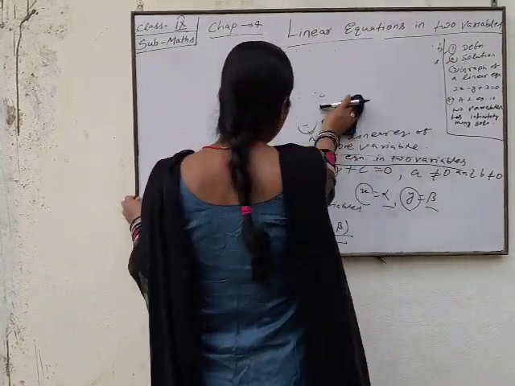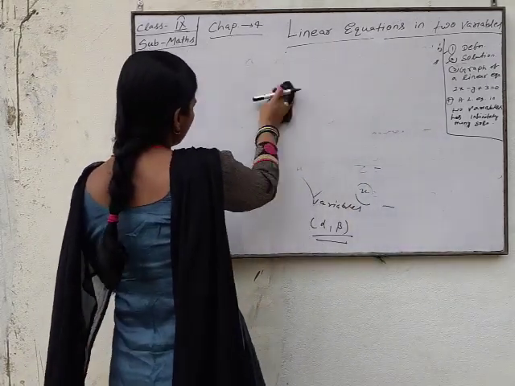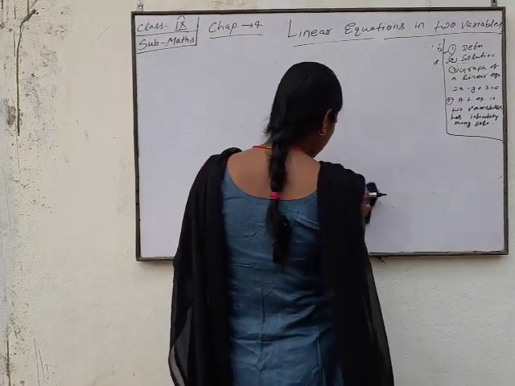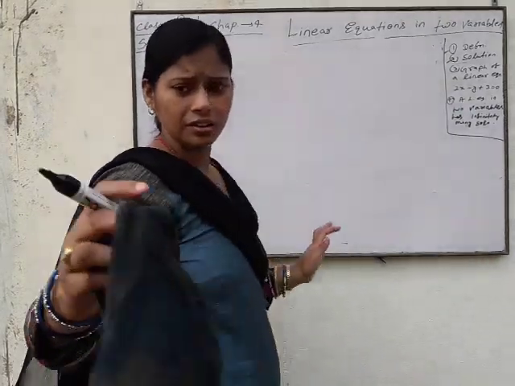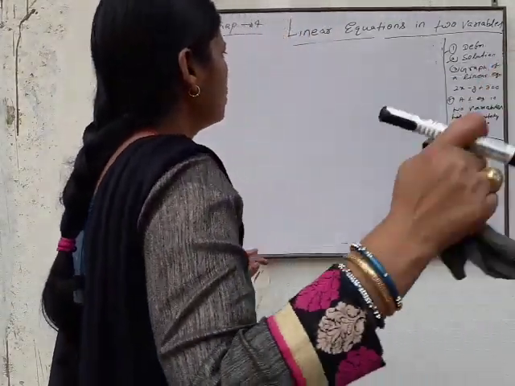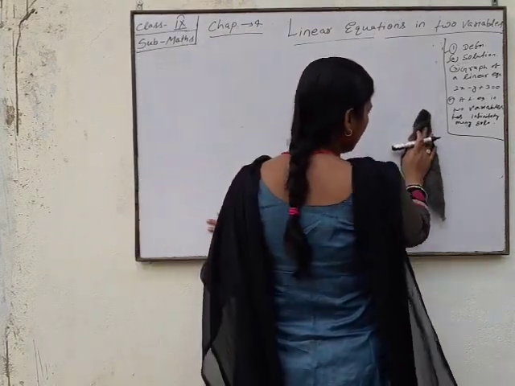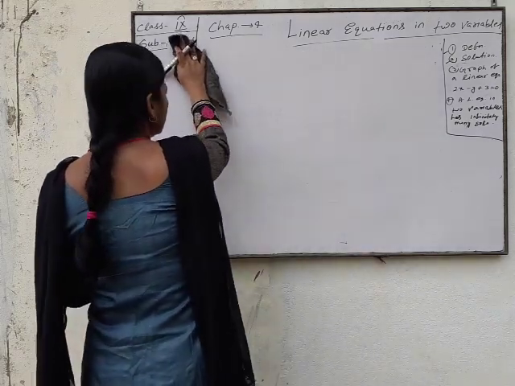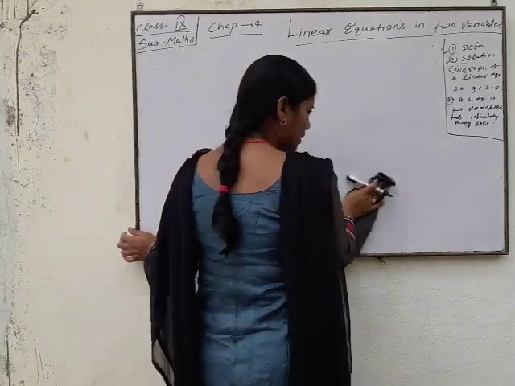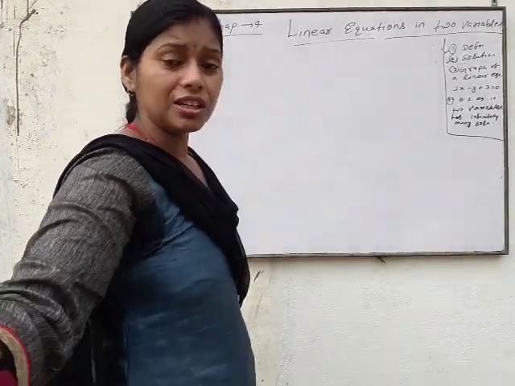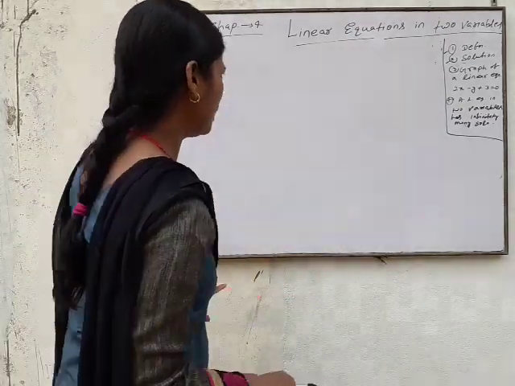Now, students, this lesson is very easy. I think graphically we can find the solution, that is, the values of x and y. A linear equation in two variables has infinitely many solutions. Infinitely many solutions means there are countless solutions.